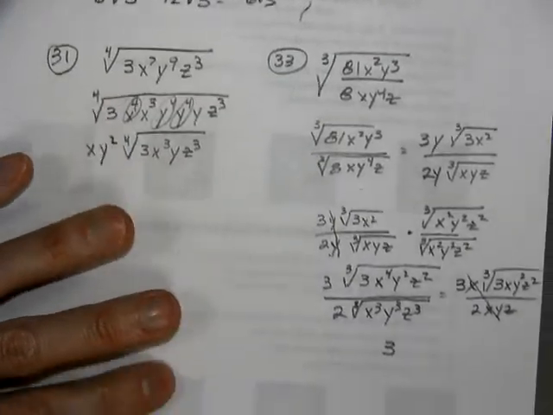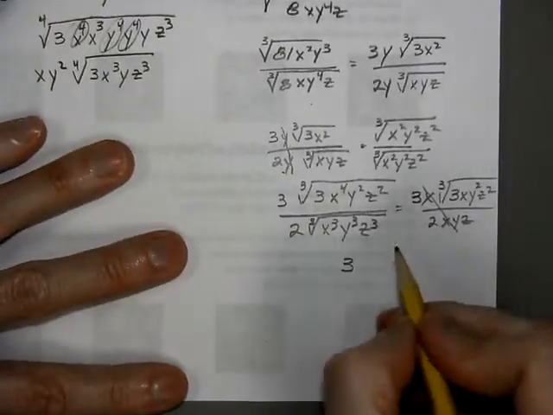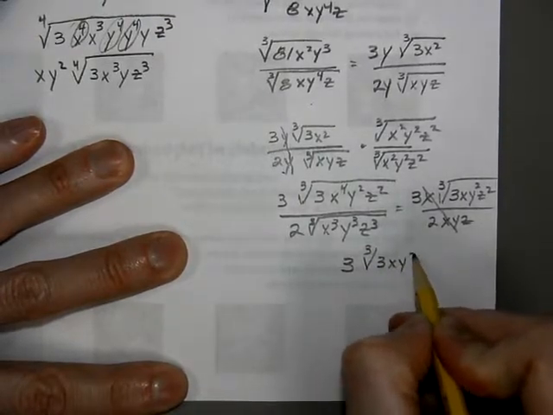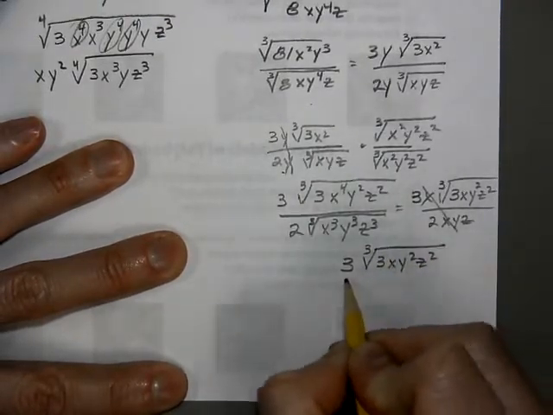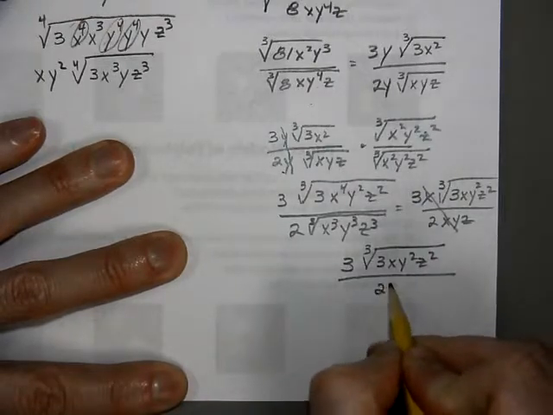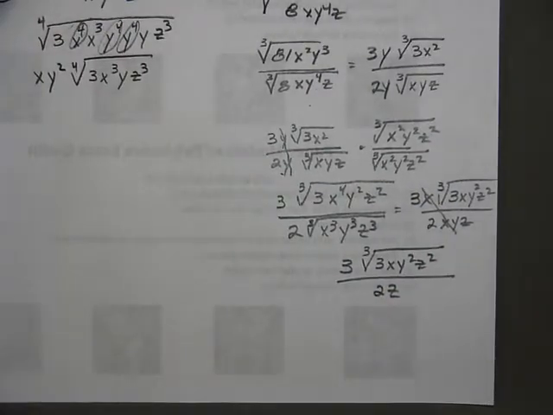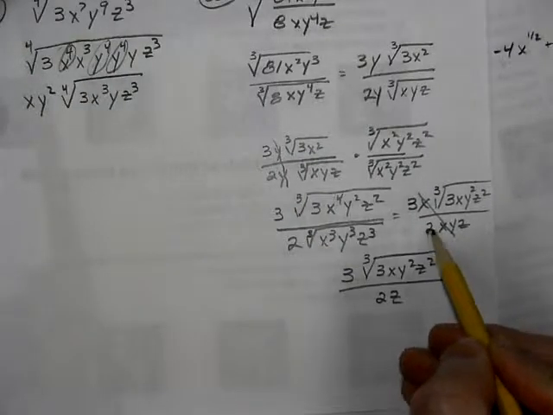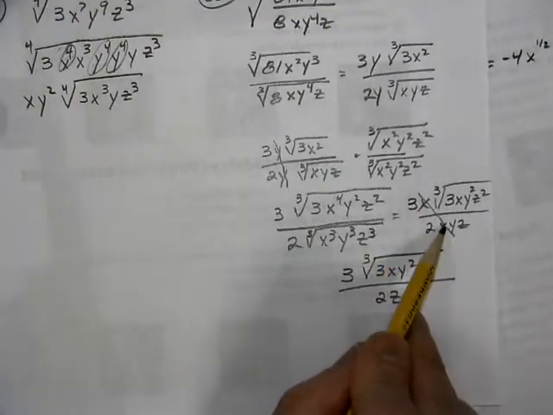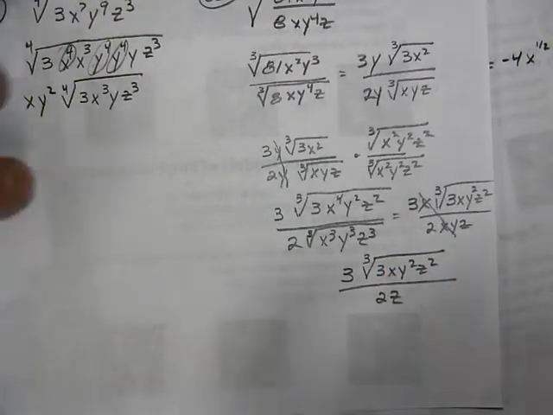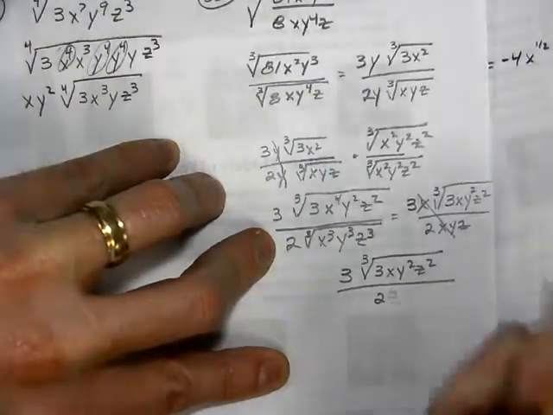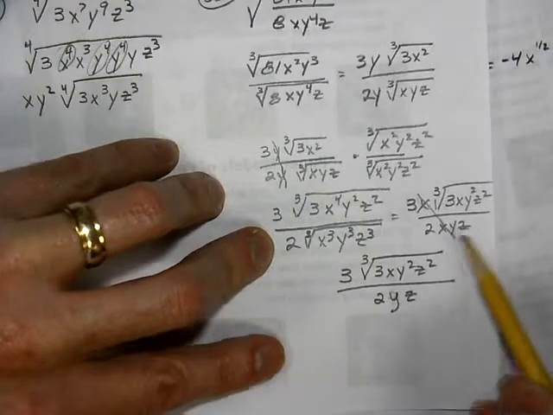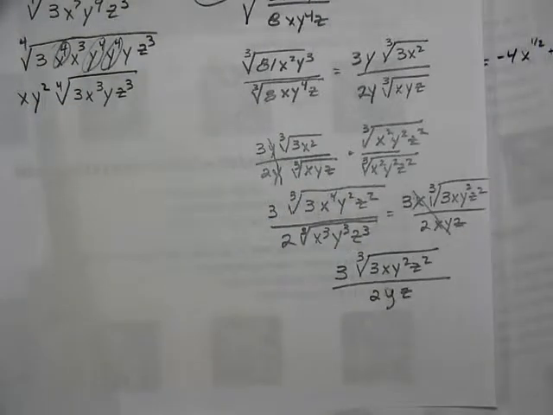And my final answer, oh, look at me, I'm running off the paper again. Cube root 3xy squared, z squared, over 2z. Here I had 2xyz. I crossed the x's out and I had the 2 and the z, but that should have been a 2yz, because there was a y and a z. The x's got crossed out.